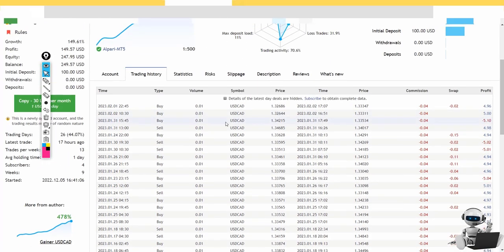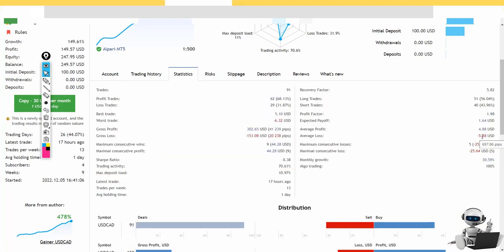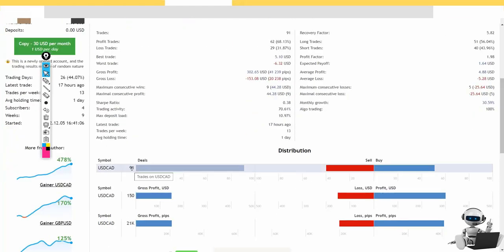We don't have any increasing of the lot size. Semi-grid, the holding time is a little bit longer. For the statistics, it is absolutely the same. There's no difference, only it is used on different symbols.